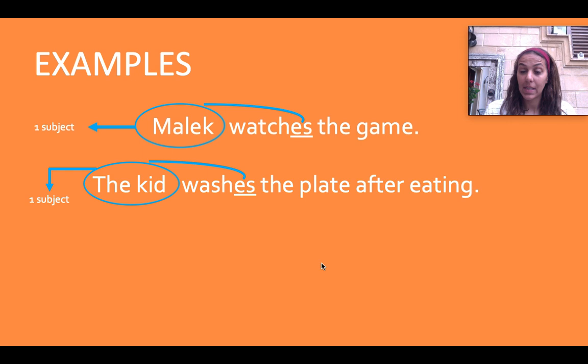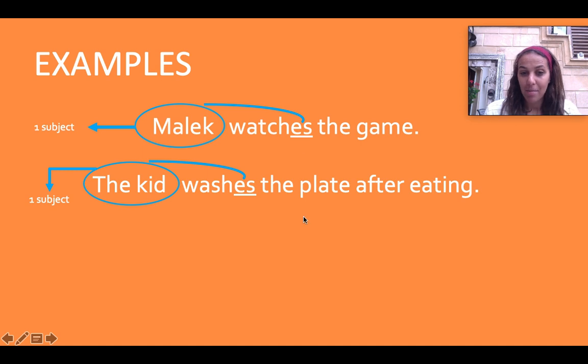Another two examples, where I say, Melik watches the game. Melik is only one person, so therefore the verb has to be in the singular format. And since the verb here, watches, ends with CH, then I have to add ES at the end of it.